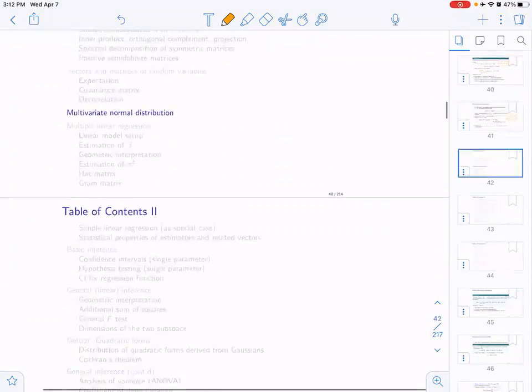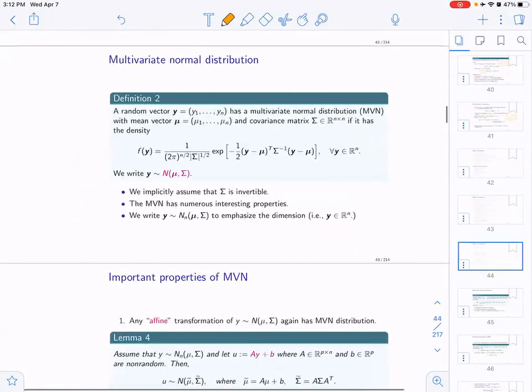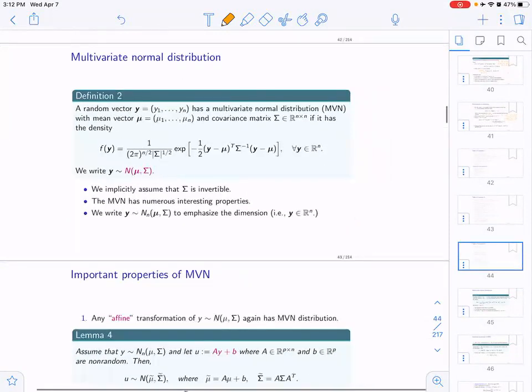So this is the end of that chapter. There's one other preliminary chapter that we have to go through, and that's the multivariate normal distribution, the idea of the multivariate normal distribution. So did anyone get to visit this part?